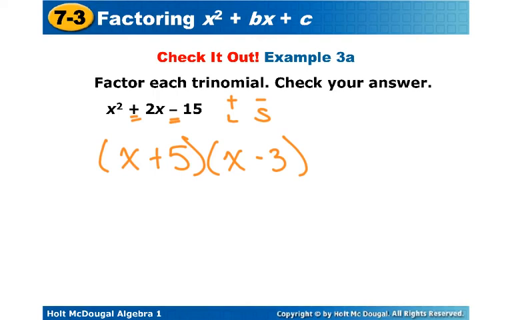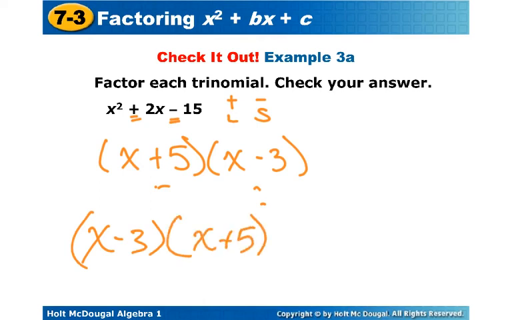One thing I haven't mentioned is it doesn't matter what order you put the binomials in, as long as you have the same numbers with the same signs, that's all that matters. Like I could write it as x minus 3 times the quantity of x plus 5. Remember, multiplication is commutative, so either way, it doesn't matter.